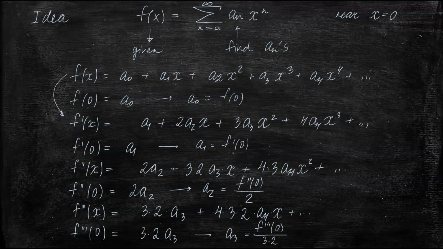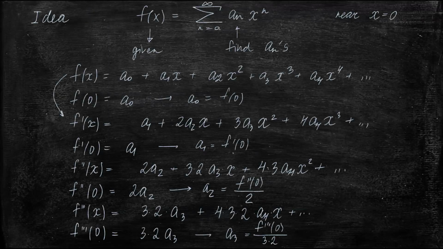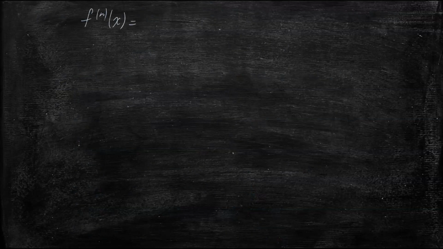So what is the pattern here? To actually identify the pattern, let's see what happens when we take the nth derivative. Taking the nth derivative will effectively eliminate the first n terms of the series, and we're going to end up with the nth coefficient, but the x here will have power 0, so I'm not going to be writing it.